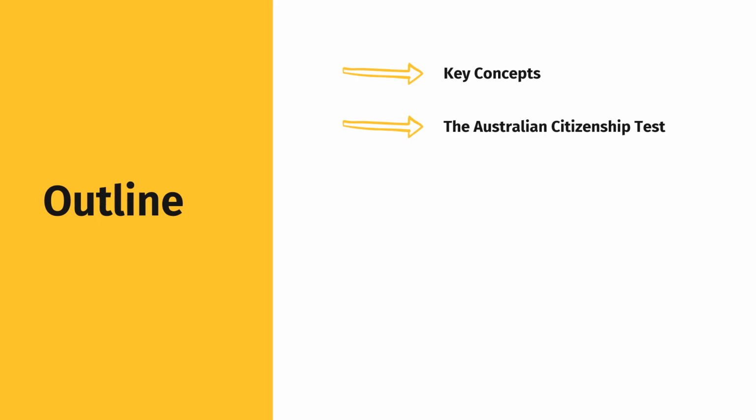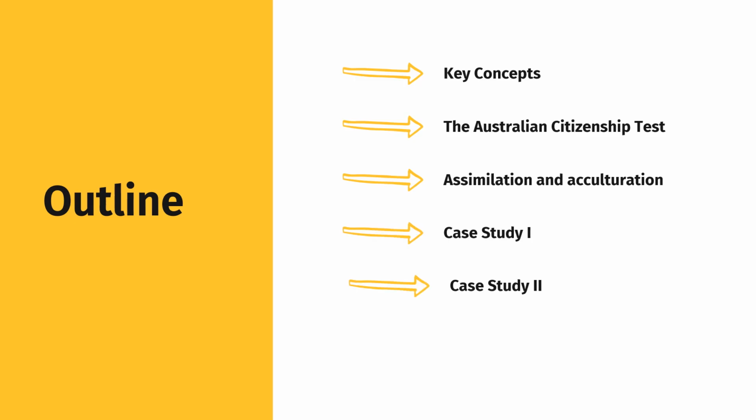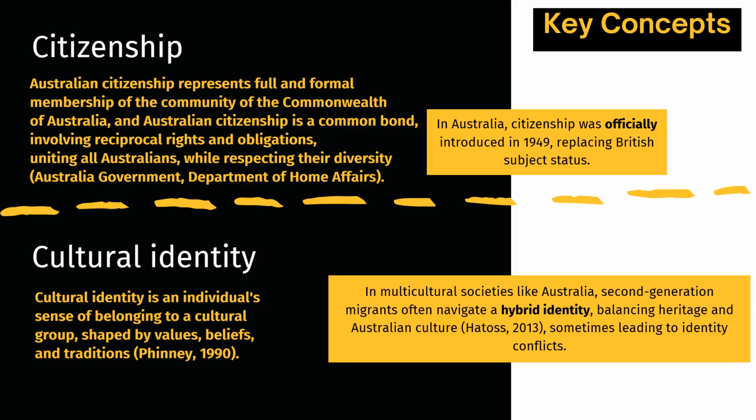Today we will explore how the English language format of the Australian Citizenship Test influences the cultural identity of refugees in Australia. We will begin by defining some key concepts, followed by an overview of the Australian Citizenship Test. Then we'll examine the test through the lenses of acculturation and assimilation, and after that we'll explore two case studies before concluding our discussion. Now, let's explore some key concepts that are central to this discussion, such as citizenship and cultural identity, which you can see on the screen.